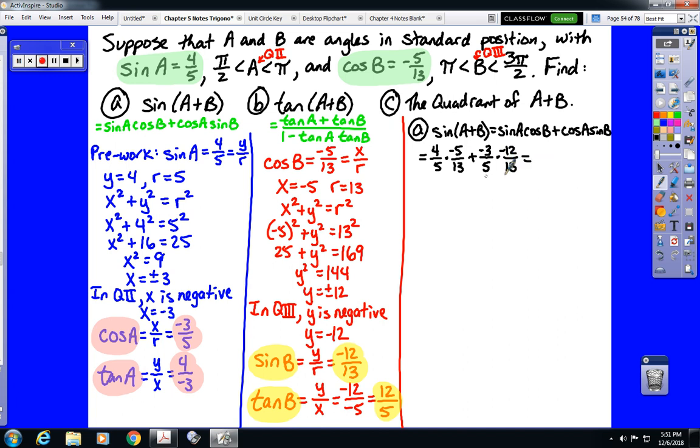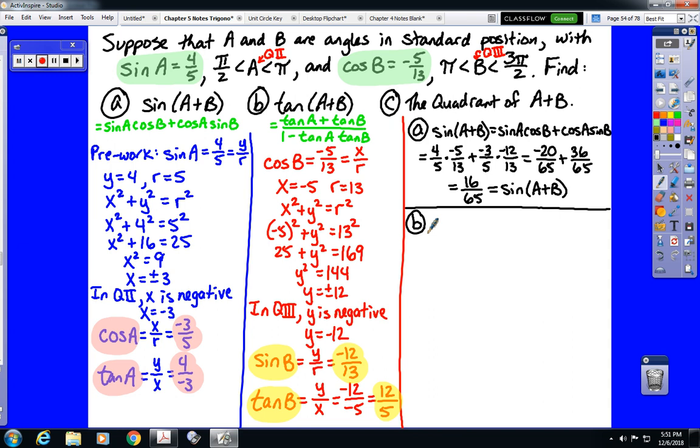So again, we've done a problem like this before. We're going to multiply these two fractions, multiply these two fractions. That's -20/65 plus 36/65, which is 16/65. So the sine of A plus B is 16/65, and that sign is going to matter on part C.